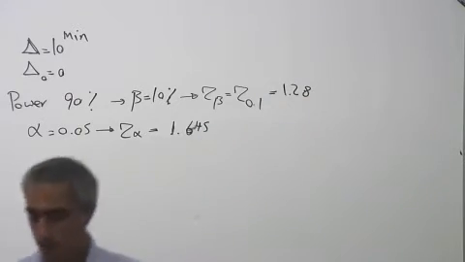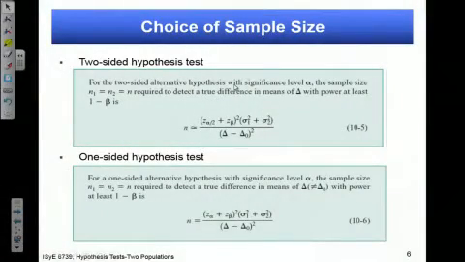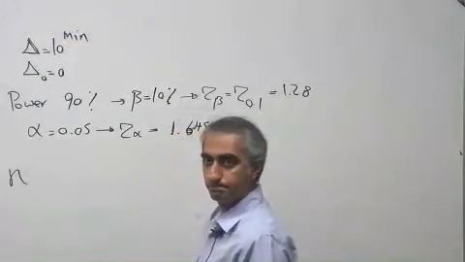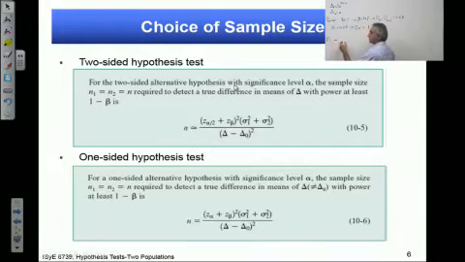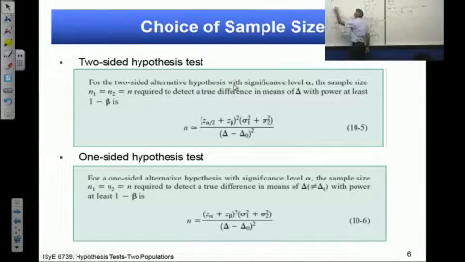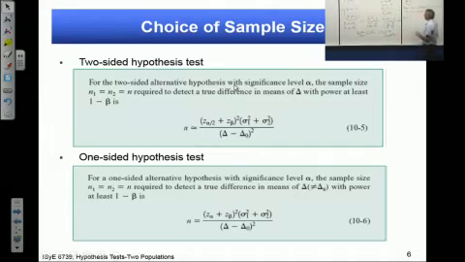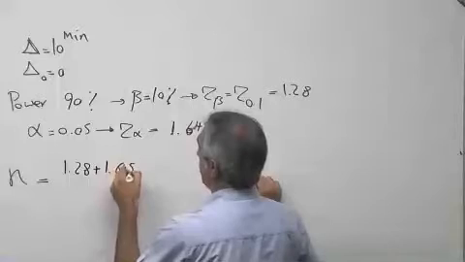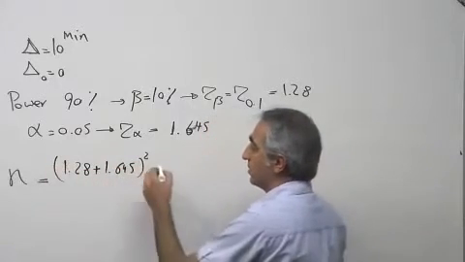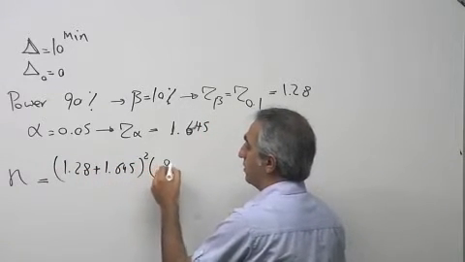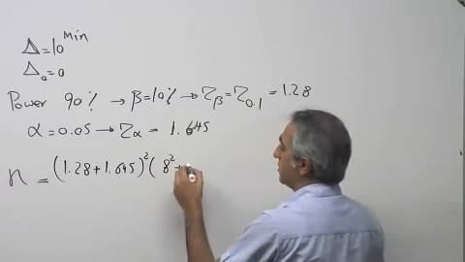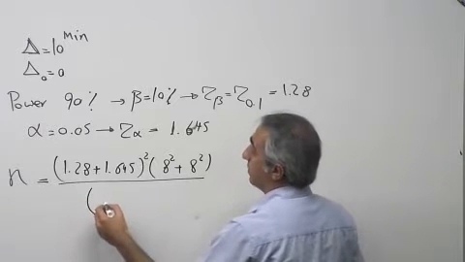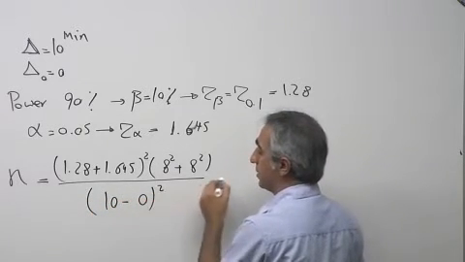So if I go back, this is the equation we are going to use. Which one, the first one or second one? Second one, because it's one-sided, as in this example. 1.28 plus 1.645, squared, times sigma 1 squared plus sigma 2 squared, divided by delta, which is 10 minus 0, squared.